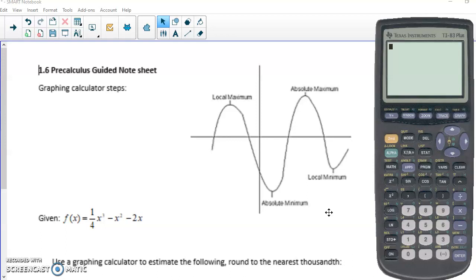And this is uploaded on the guided note sheet if you want to print it and write on that sheet with me. Otherwise, you are welcome to, of course, just follow along and take notes as you need to. So we're going to go to our y equals, and from that y equals, we are going to enter our function. So we've got 1/4 x cubed minus x squared minus 2x.